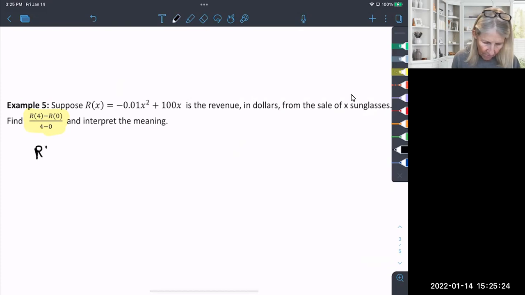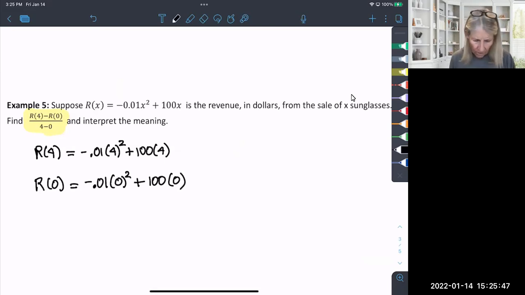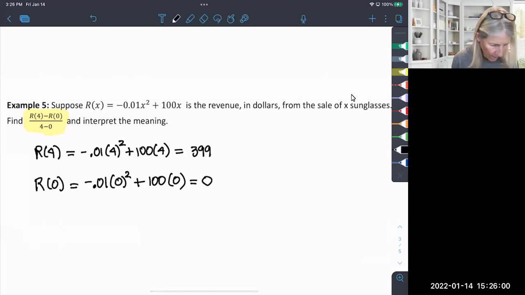So finding R of 4 is just plugging 4 into the function. So negative 0.01, plug 4 in and square it, and 100 times 4. And then find R of 0, which certainly will be a lot easier with 0 plugging in here. All right. And then we can plug in our formula. So R of 0, yeah, it's 0. R of 4, use your calculator, type that in. Let's see, did I get a value for that? I believe I did. And I came up with 399.84.